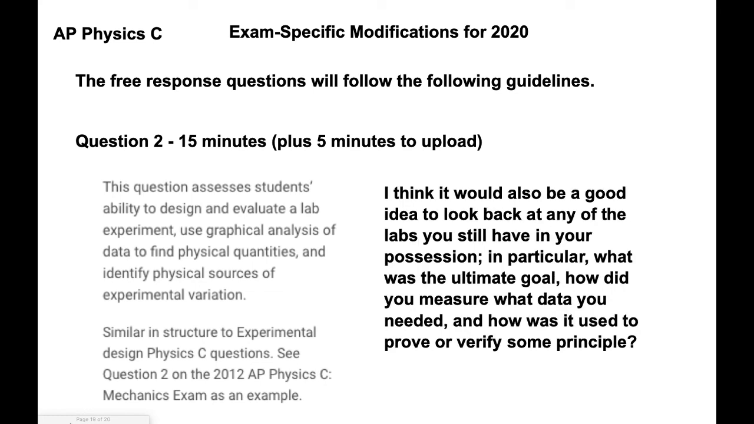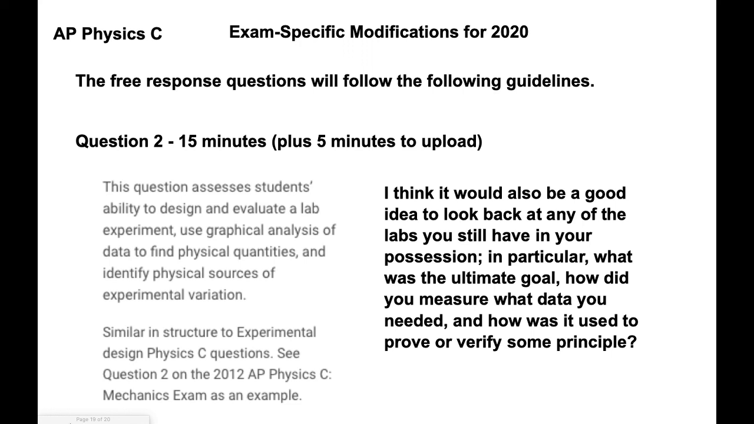It would also be a good idea to look back at any labs you still have in your possession. In particular, what was the ultimate goal? How did you measure the data you needed? And how was it used to prove or verify some physics principle? That's what they're going to ask you to do. So that's what we've been doing pretty much all year.